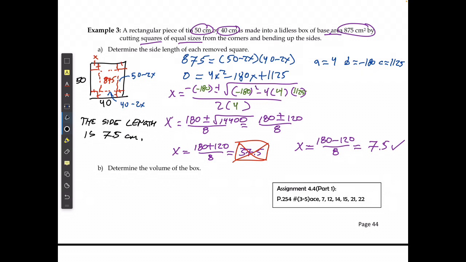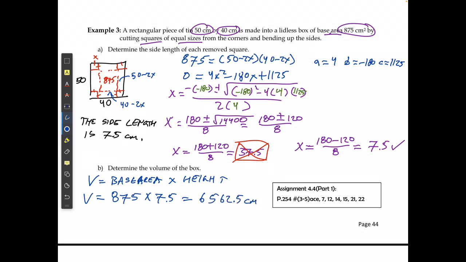If I'm determining the volume of the box, volume of any prism is base area times height, and the height that we created from the folded up sides is just going to be x, which means the volume is going to be 875 multiplied by 7.5, or 6,562.5 centimeters cubed.